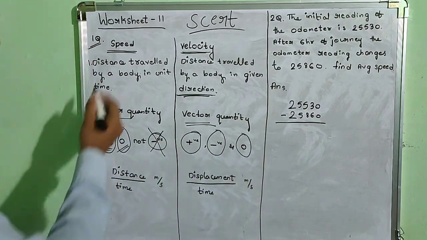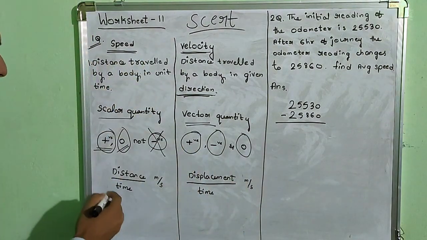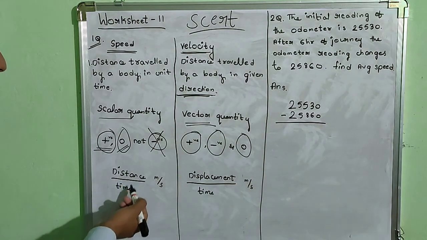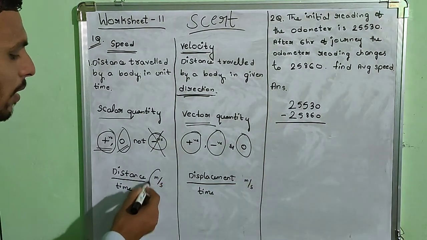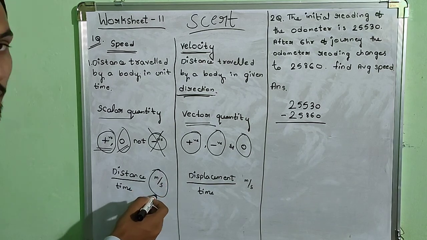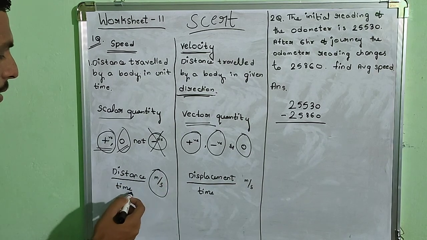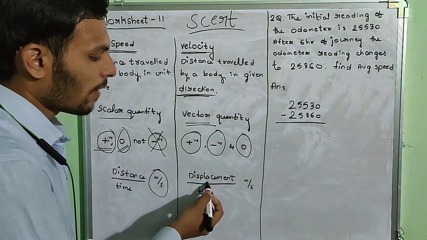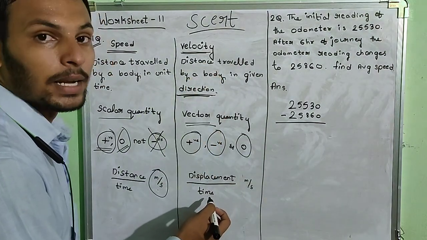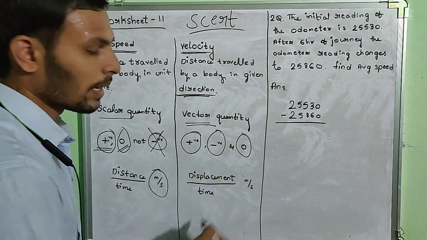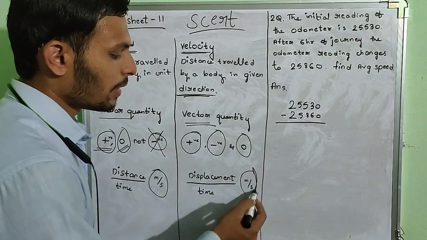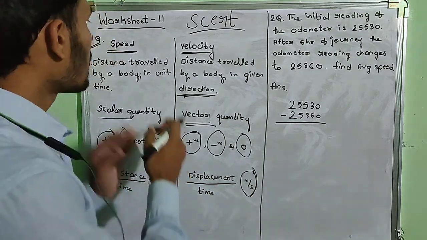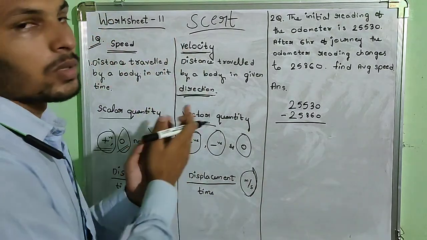The formula for speed is total distance by time taken. The units are meter per second: distance in meters, time in seconds. Similarly, for velocity we have displacement per time, and the units are meter per second as well. So this is about the differences between speed and velocity.